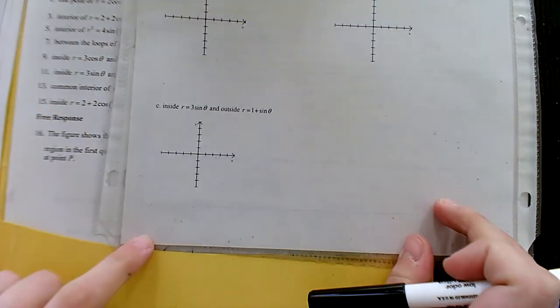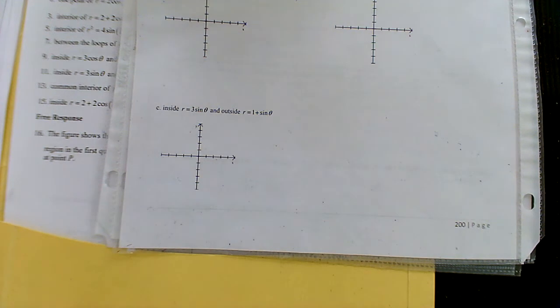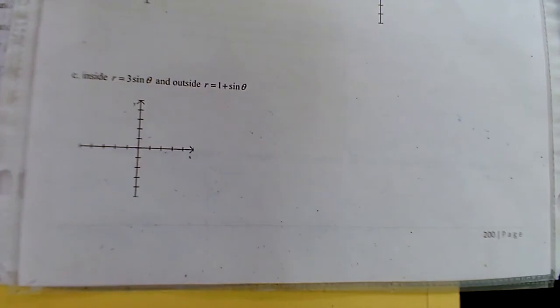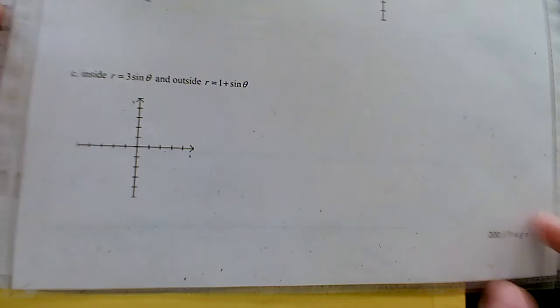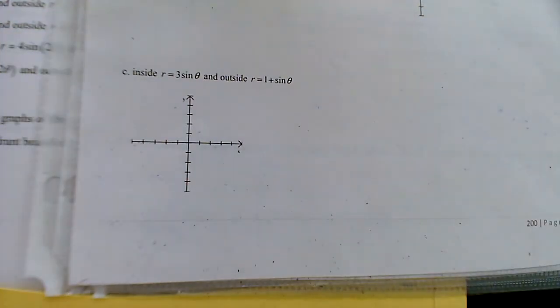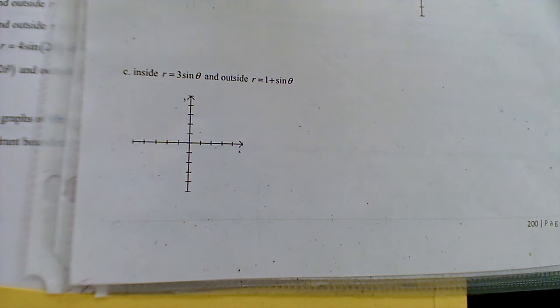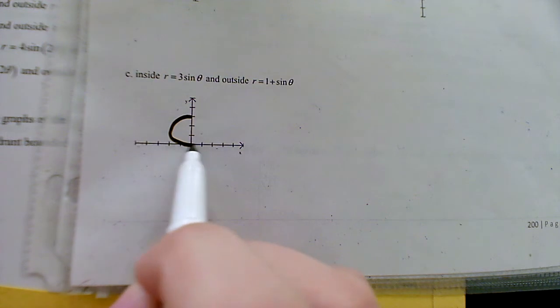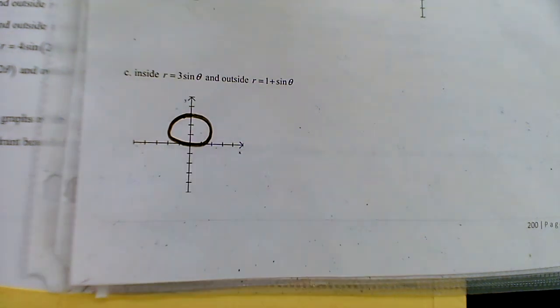Let's check out C. All right, inside that polar graph, but outside the other. Let's draw a picture. So on our calculator, you could utilize that. Maybe you know what some of these are going to look like. 3 sine is a circle of length 3 on the y-axis.